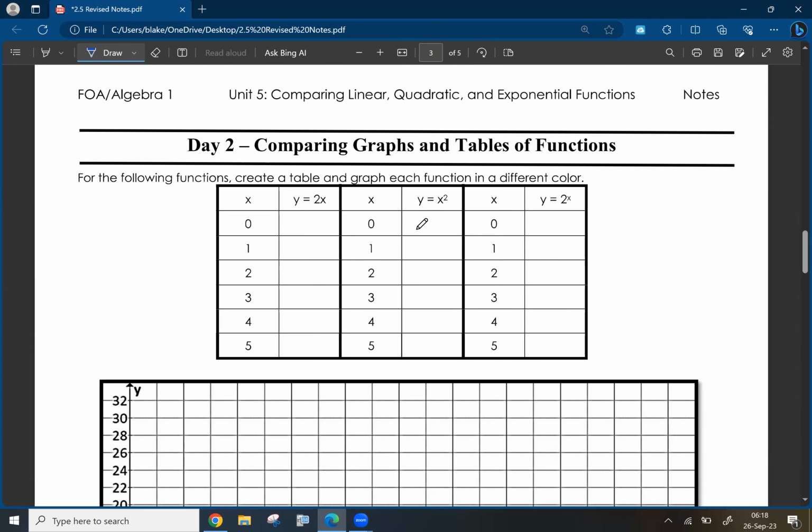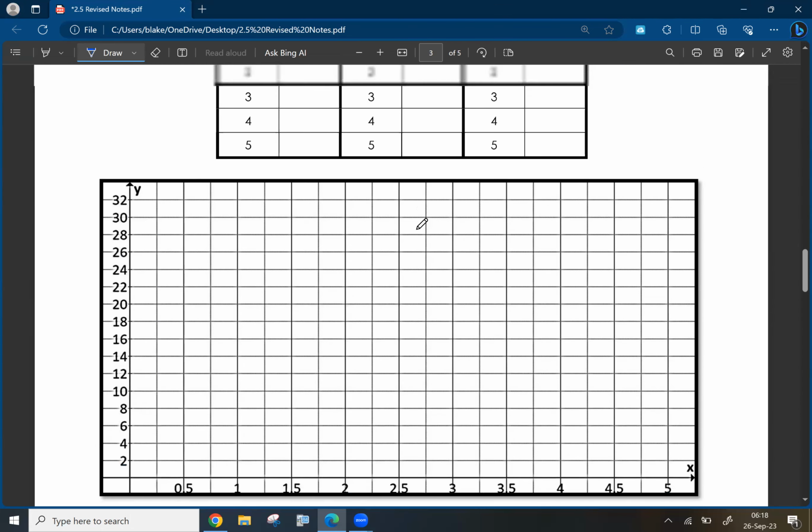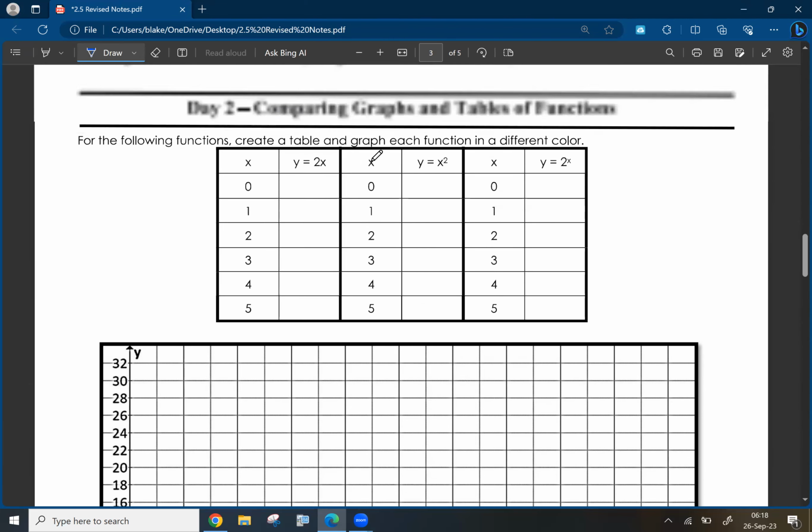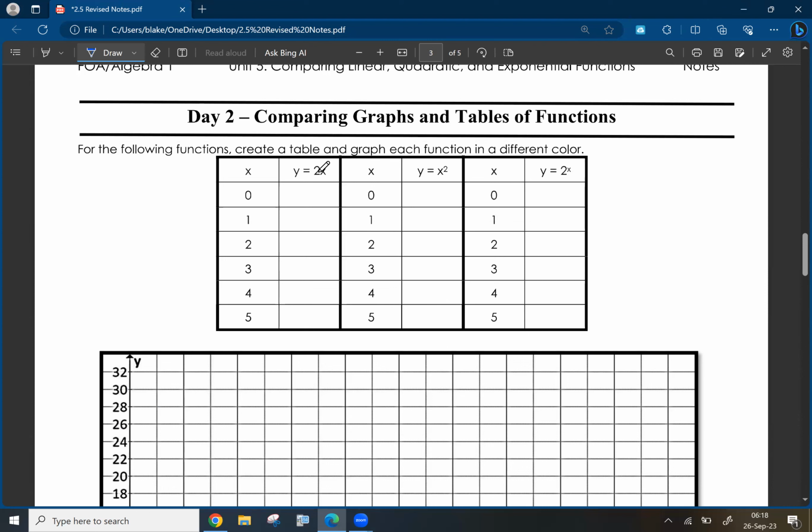So now we're going to fill in this chart and draw out this graph. We have 3 different types of functions. The first one's linear. It's 2 times the x value, so 2 times the number we plug in. The middle one is x squared, a quadratic, so it's going to be whatever number we plug in squared. And then the third one is exponential, so 2 to the x power, or 2 to whatever we plug in as the power. So let me fill these in.